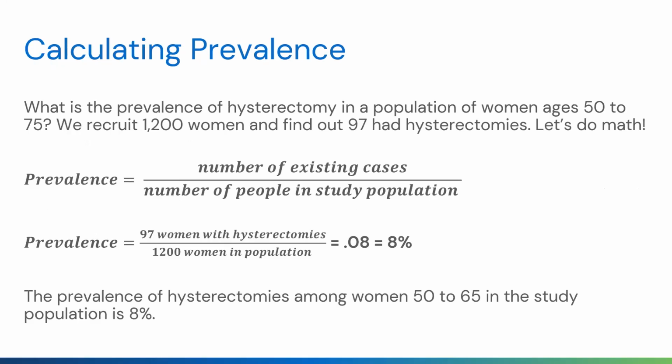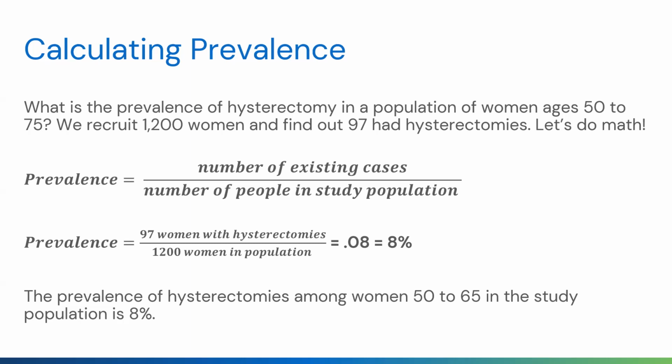Calculating prevalence is relatively straightforward. So the prevalence of hysterectomy, for example, in a population of women or people who have uteruses, who are aged 50 to 75 can be calculated. In this example, recruited 1,200 women, and they found out that 97 of those women, people who identified as women, had hysterectomies. So we can do some math here.